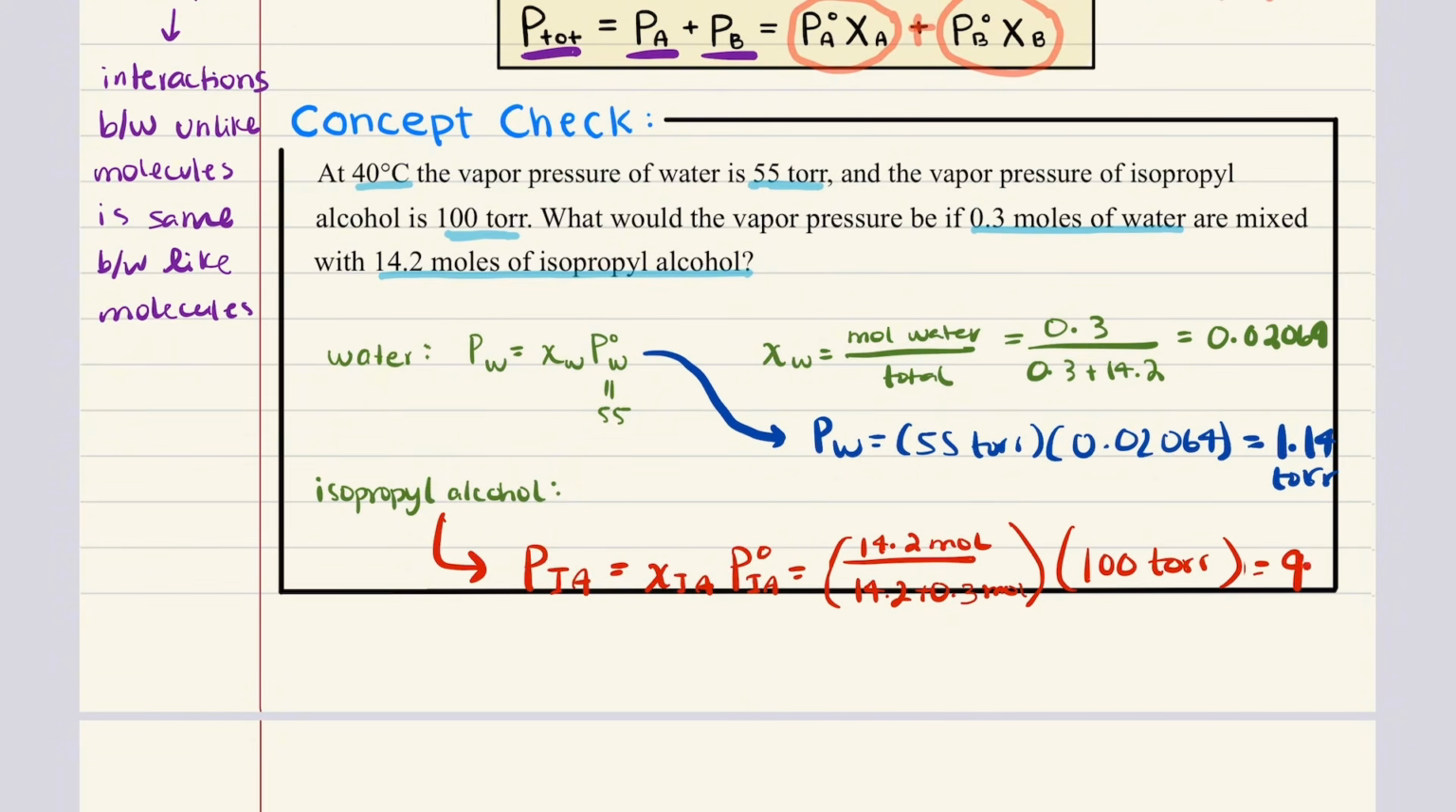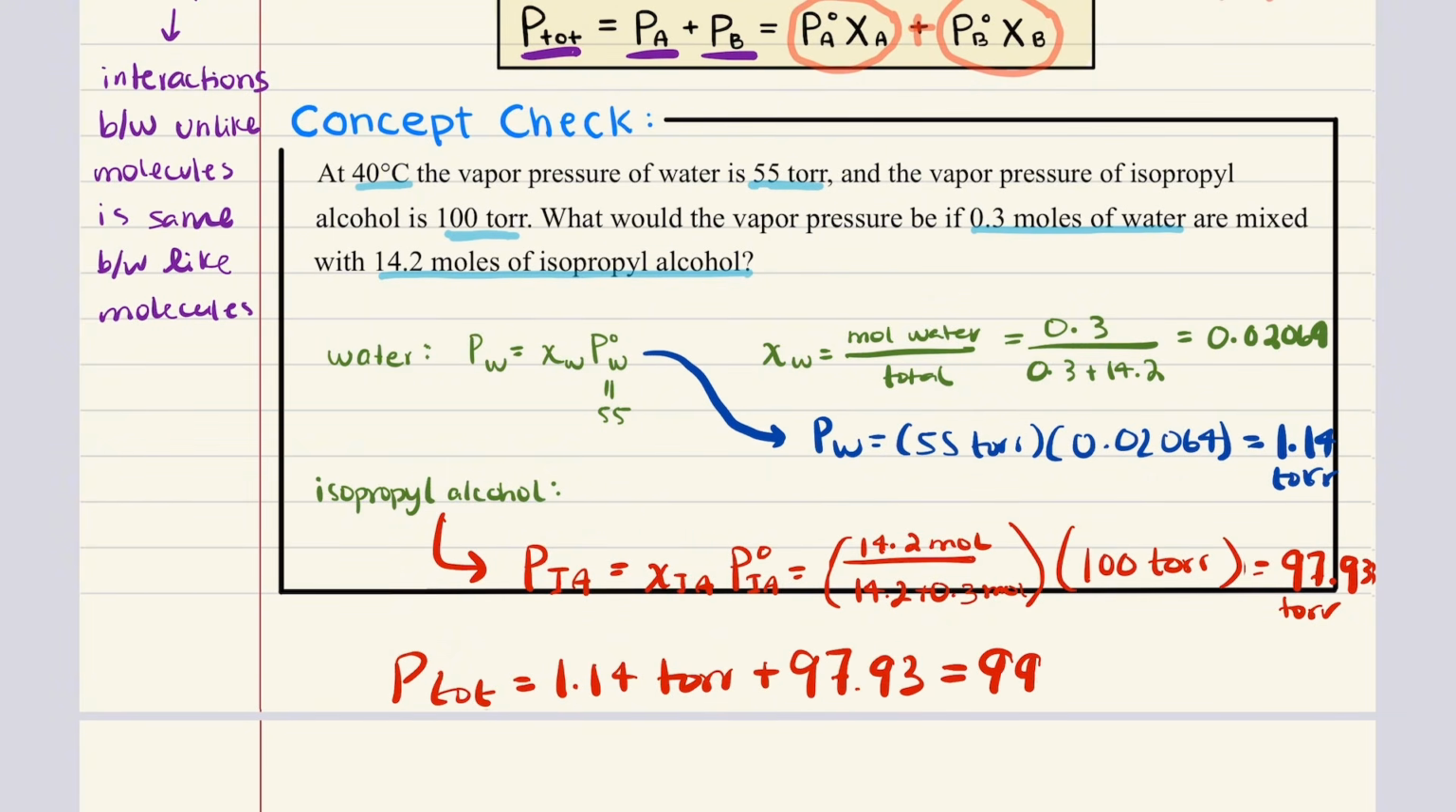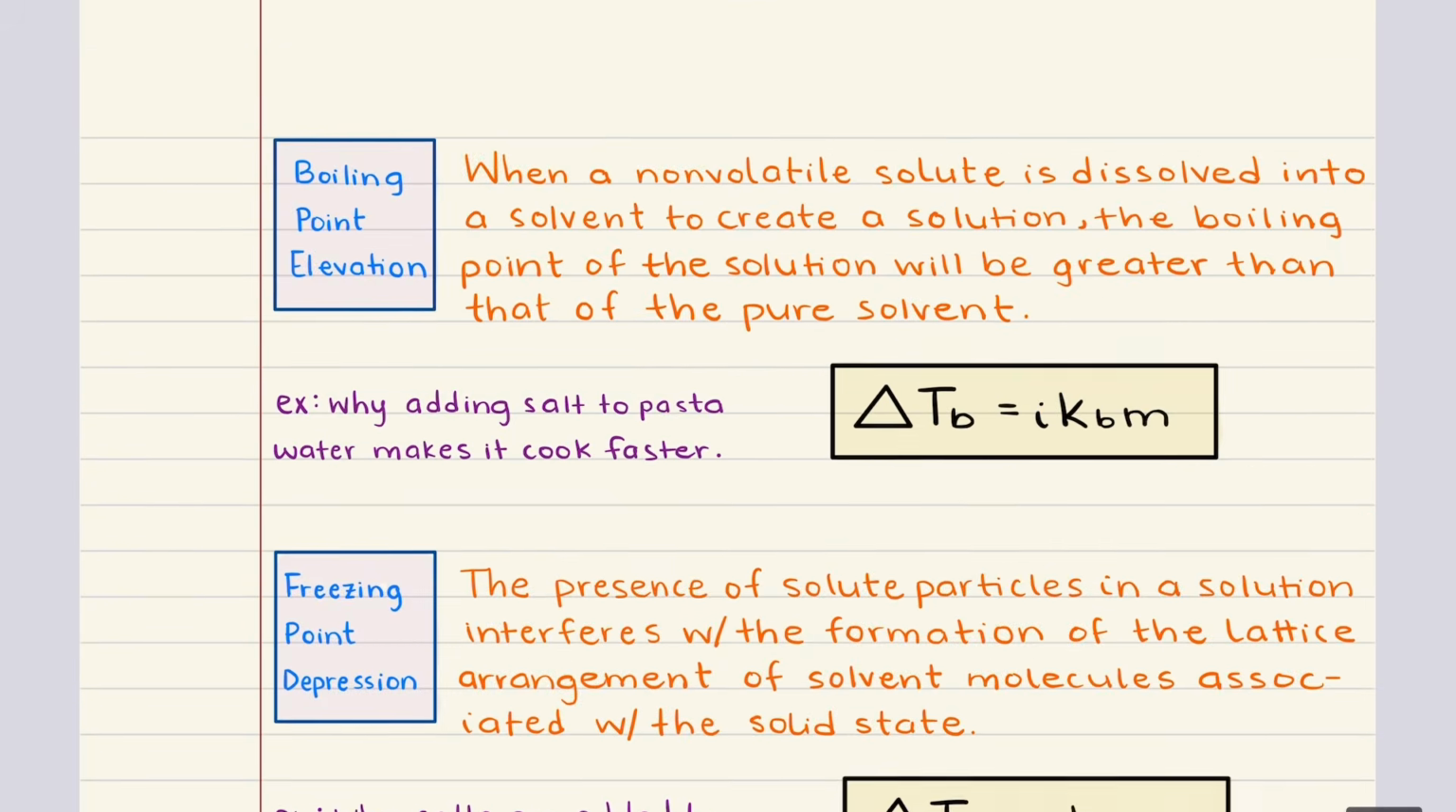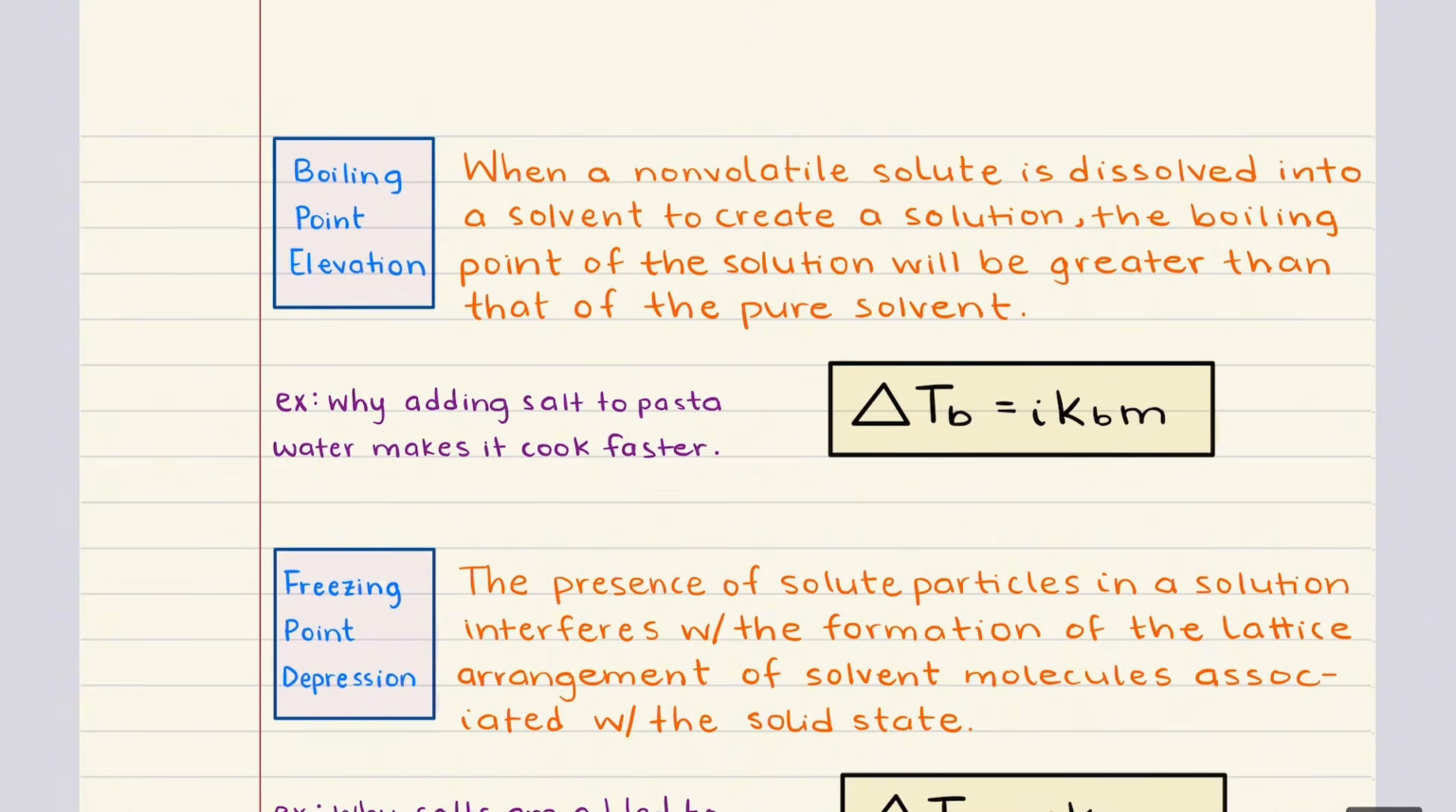to get 97.931. Finally, to get the total vapor pressure, we're going to sum 1.14 torr and 97.93 torr, which equals 99.07 torr. And with that, we've completed this practice problem. Let's go ahead and move into boiling point elevation. This is our second colligative property.